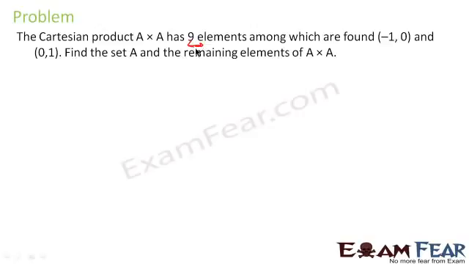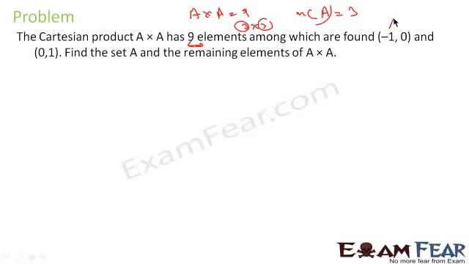elements. It has 9 elements. That means A into A is equal to 9. That means A has 3 elements, very sure, because 3 into 3 is 9. And they are saying A into A, so both sets are the same. So A has 3 elements. That is confirmed.